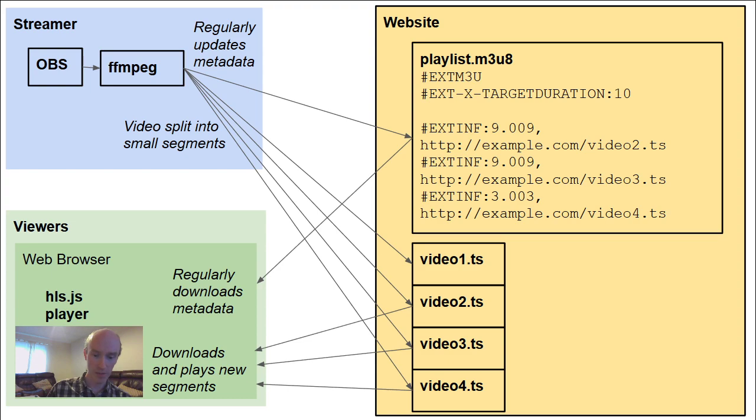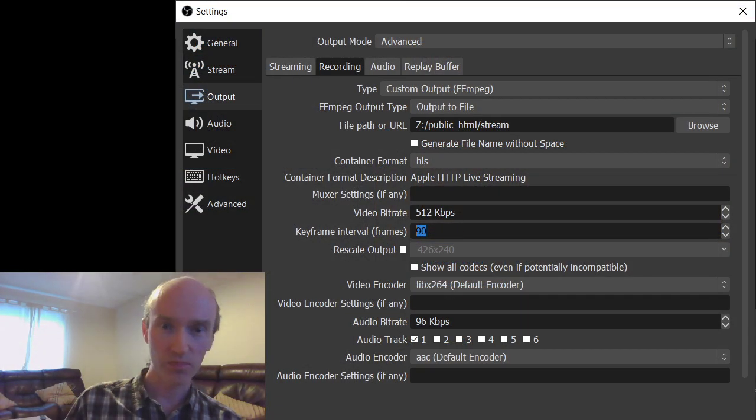So how do you set up OBS to do this? Well, what you need to do is go in the Output tab and not set up the streaming output, but set up a recording output. You put it in advanced mode and you do a custom output type FFmpeg. And you can see our output.